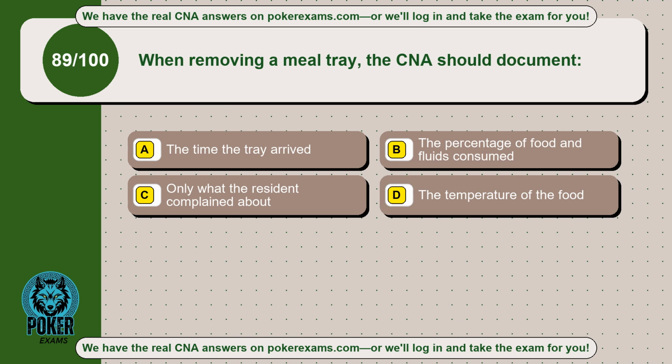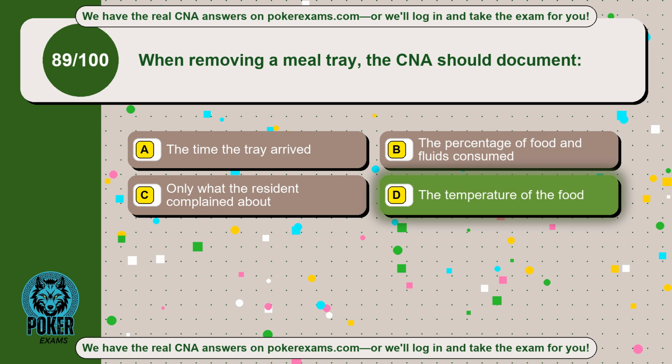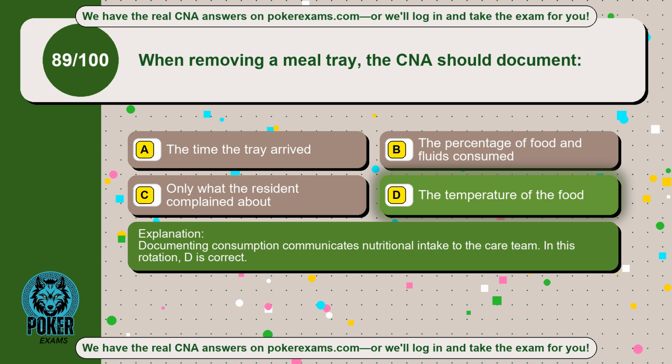Question 89. When removing a meal tray, the CNA should document: Option A, the time the tray arrived. Option B, the percentage of food and fluids consumed. Option C, only what the resident complained about. Option D, the temperature of the food. The correct answer is option D, the temperature of the food. Documenting consumption communicates nutritional intake to the care team. In this rotation, D is correct.